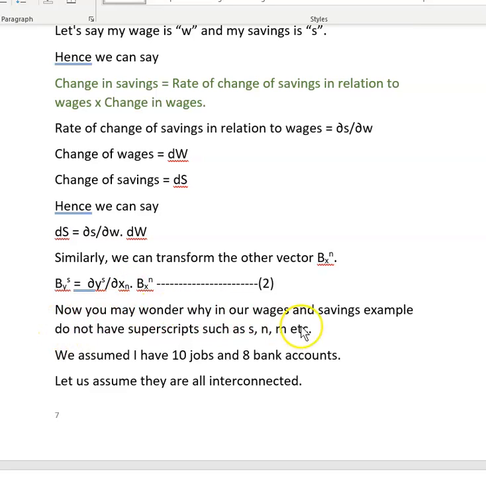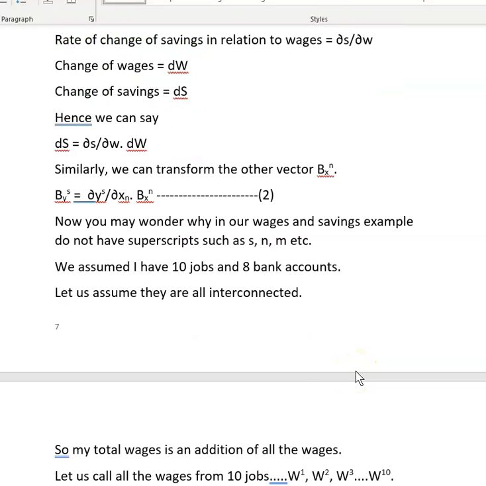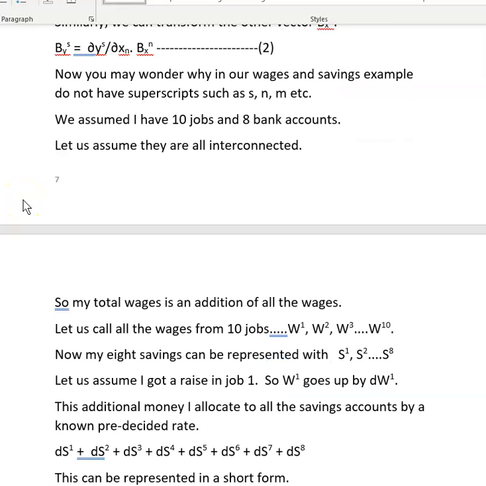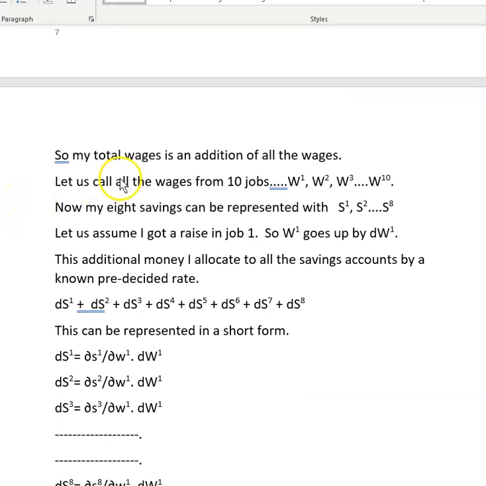Now you may wonder why our wages and savings example does not have subscripts such as S, N, M, etc. We assumed I have 10 jobs and 8 bank accounts. Let us assume they are all interconnected. Now why don't we have these subscripts in the wages when we have them here? Because we really don't have dimensions as such. So my total wages, as in the addition of all the wages, is, let us call all the wages from 10 jobs W1 through W10.